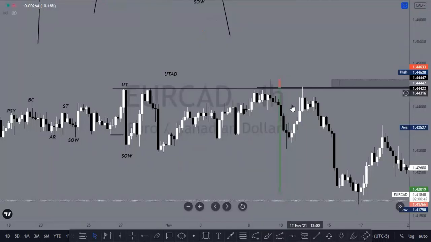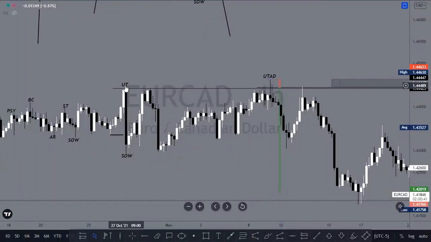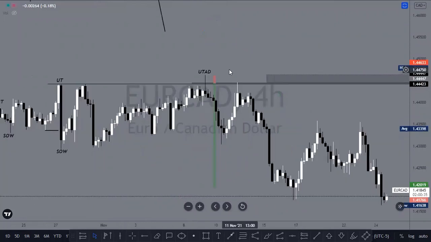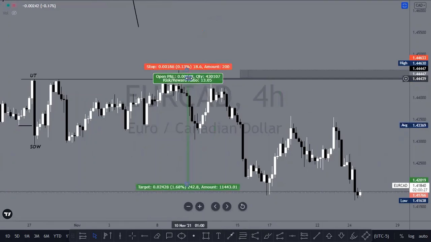You see what happened here. This was our UTAD, because this is the only push that went above the upthrust, the UT. So after this one, I was ready to take a trade, because you can see my sell position here. So I took a trade here.